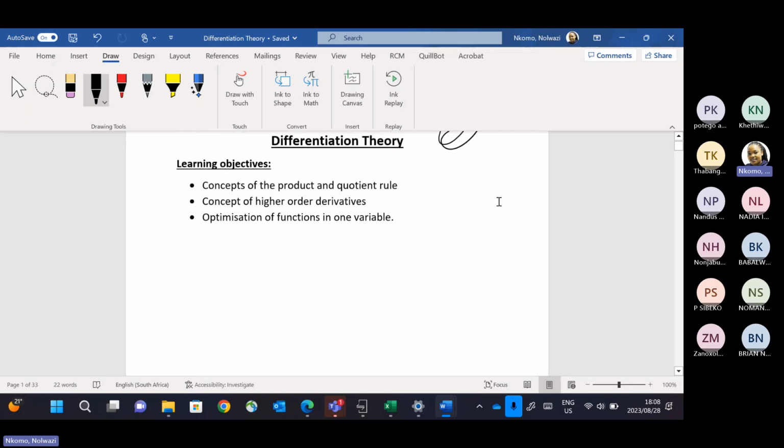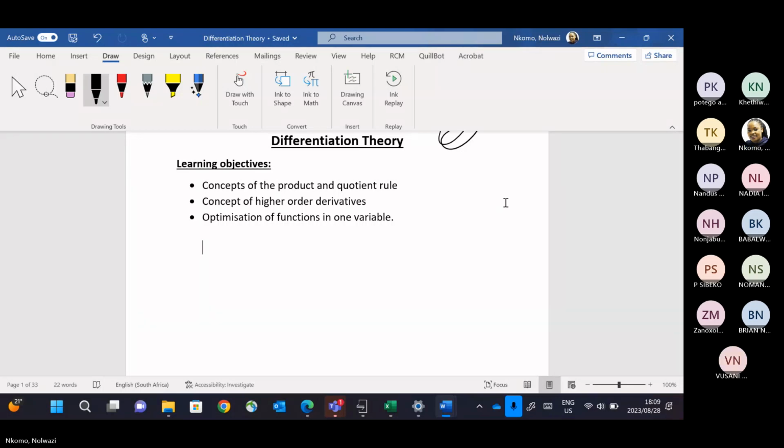Okay, can you guys see my screen? Yes. All right, thank you.